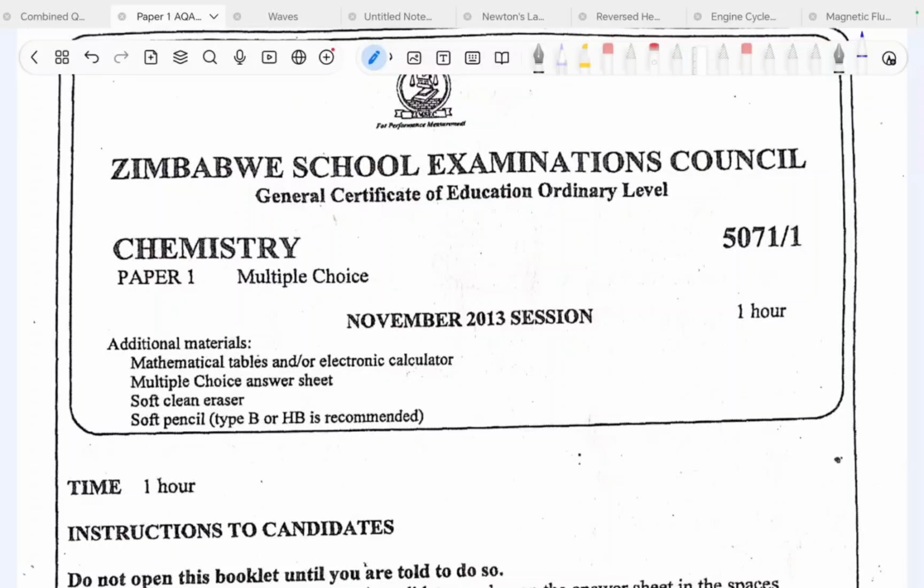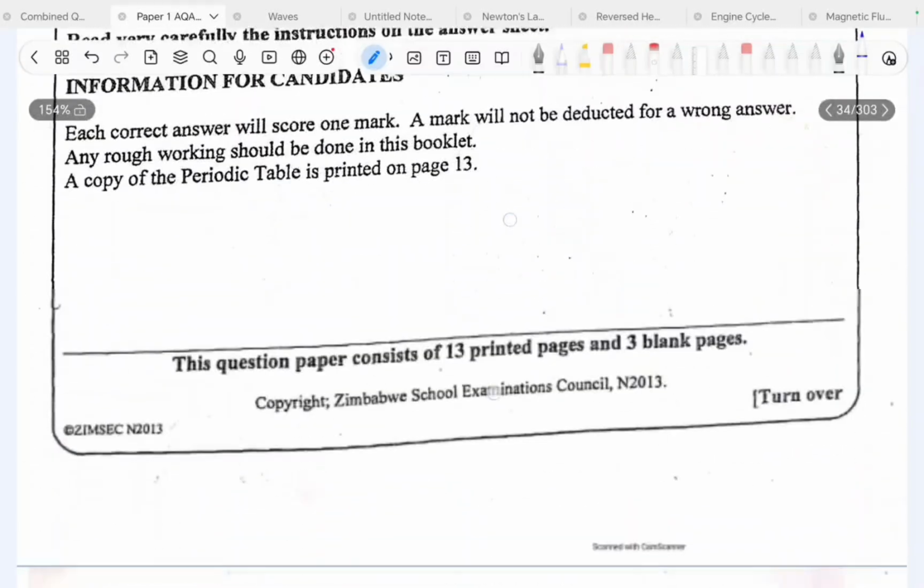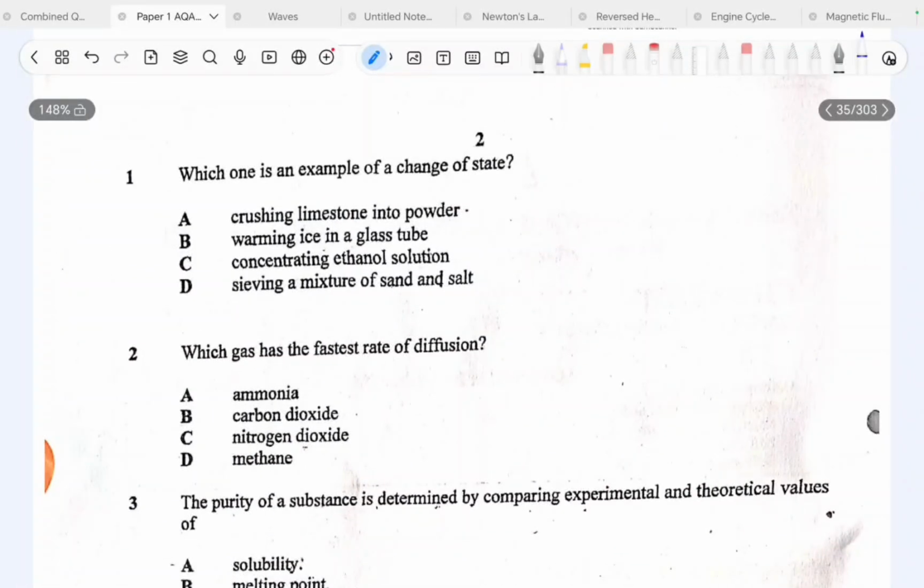But anyway, let me go through the questions. So for this paper, it's going to be really hard for me to reference a periodic table, so I'm going to use my brain throughout. No periodic table. Hope I don't make as many mistakes.